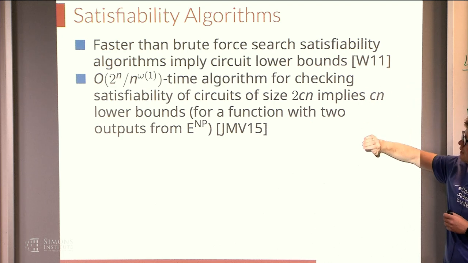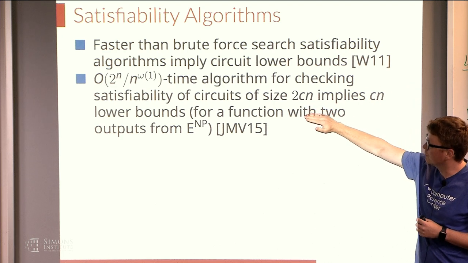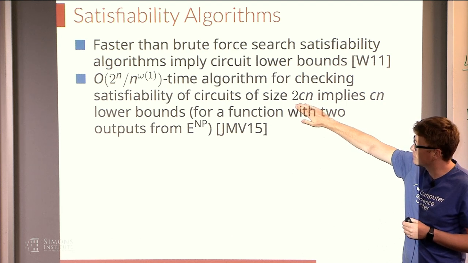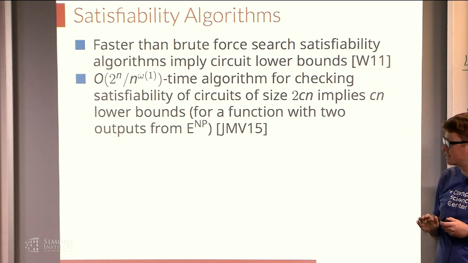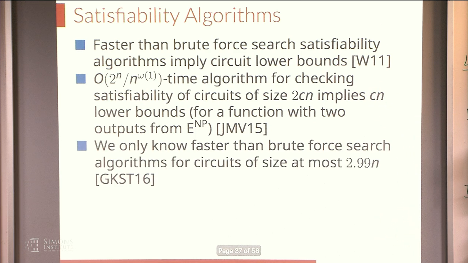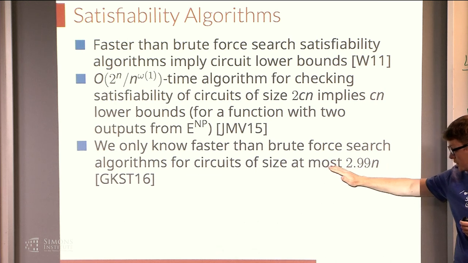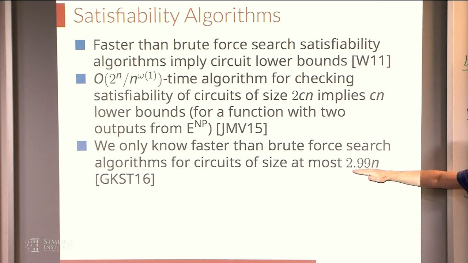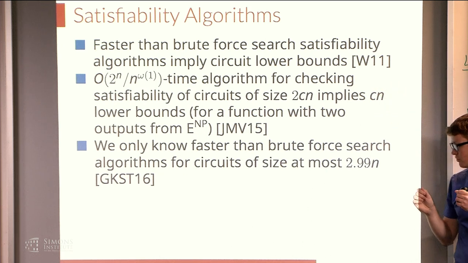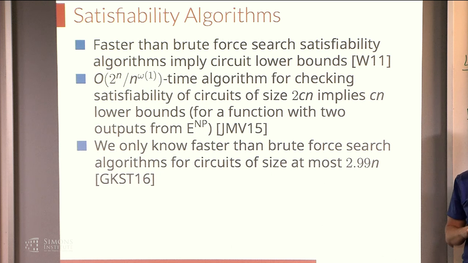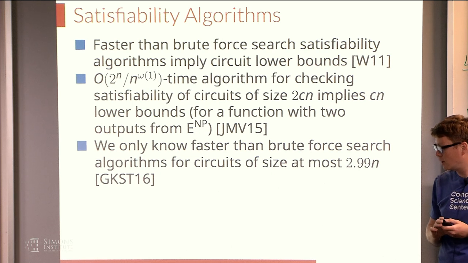that if you come up with a non-trivial algorithm for checking satisfiability of circuits of size 2cn, then actually you prove a lower bound cn. Okay? And this unfortunately does not currently give us improved circuit lower bounds, because all that we know is that we can check satisfiability of circuits of size slightly less than 3n. So in order to get some new lower bounds through this framework, we need to design an algorithm that checks satisfiability of circuits of size 7n, for example. And unfortunately, we do not know how to do this.